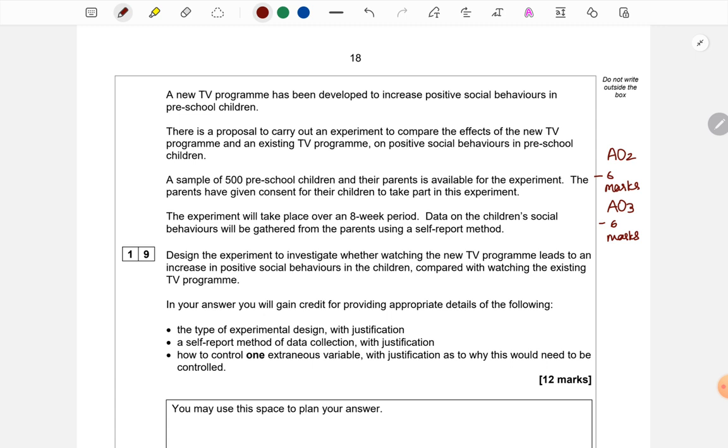That means we have to evaluate. In other boards, we have separate questions for evaluation or for AO3, but in AQA, they are both rolled into one. So just keep in mind that your answer must include strengths and weaknesses of any elements that you are using, and it should be balanced with respect to that. More I'll speak about it as we go ahead to the specific scenario.